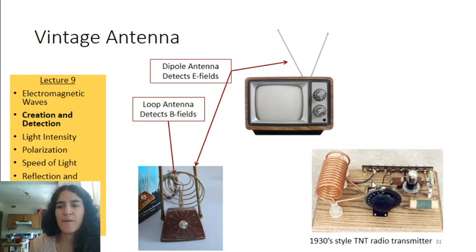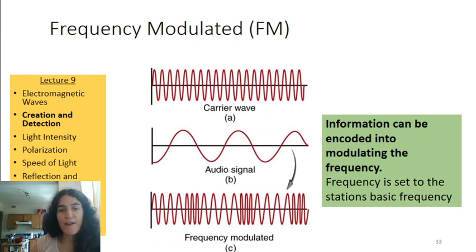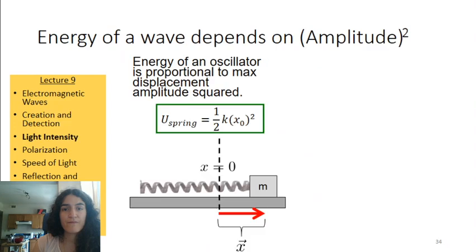This is a 1930s style radio transmitter, right? And then finally, we know that radio waves either come as amplitude modulated AM or frequency modulated FM, right? So there are different ways to encode a signal, either in variations in amplitude or variations in frequency. But either way, the signal travels by an electromagnetic wave.